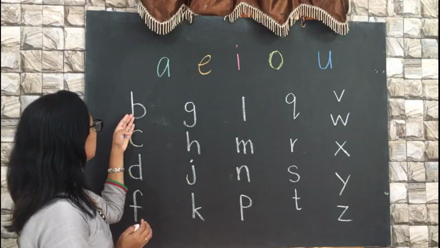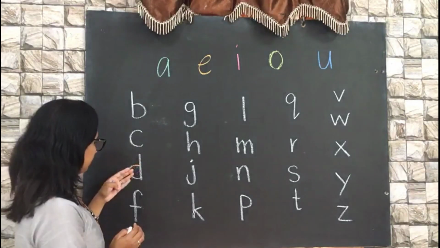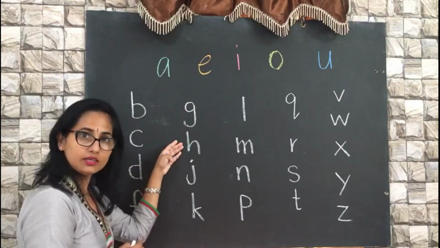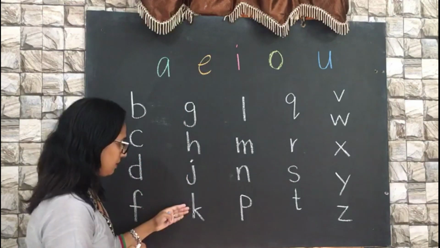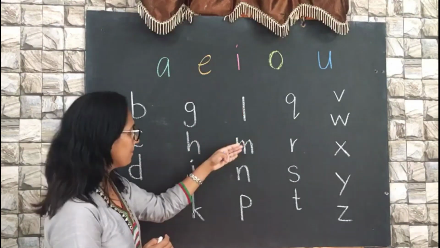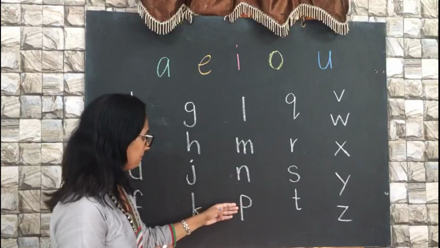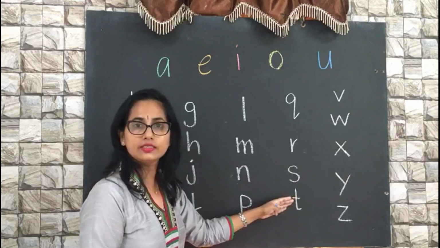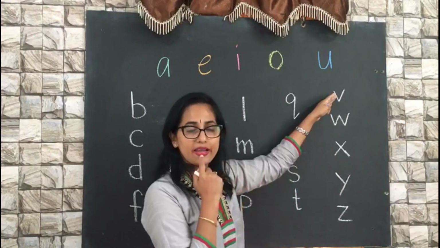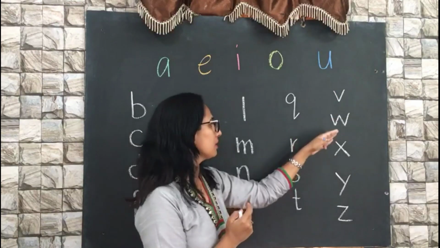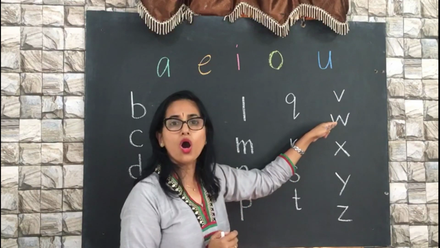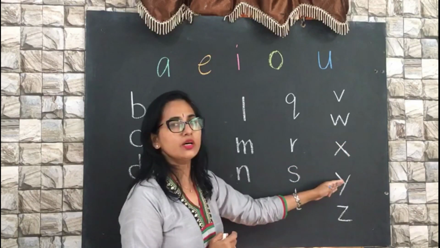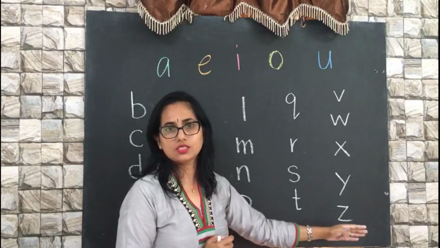Consonants are B, C, D, F, G, H, J, K, L, M, N, P, Q, R, S, T, V. Bite your lower lip and say V. Here you don't need to bite your lower lip. W, W, X, X, Y, Z, Z.